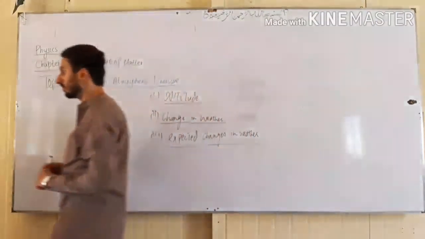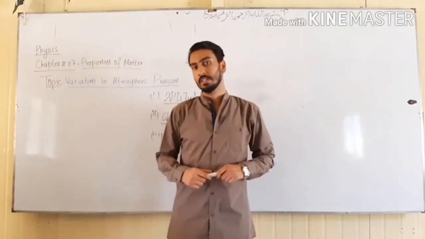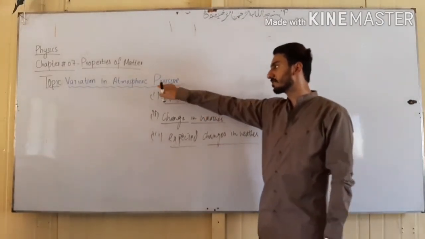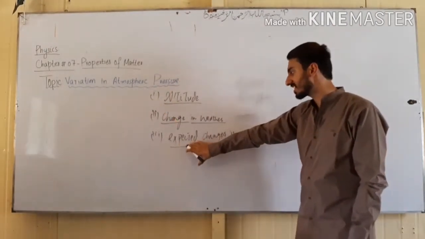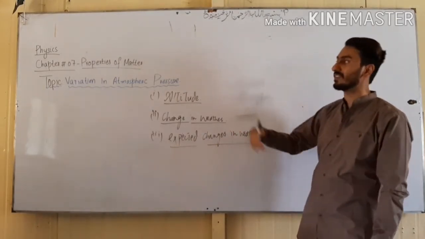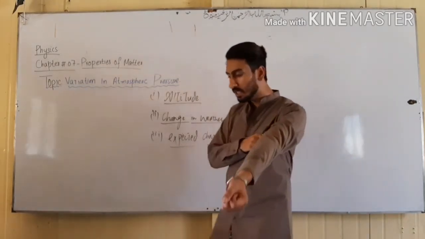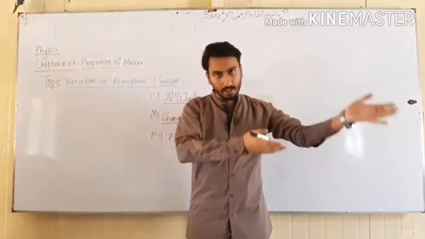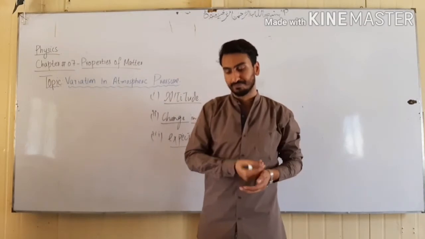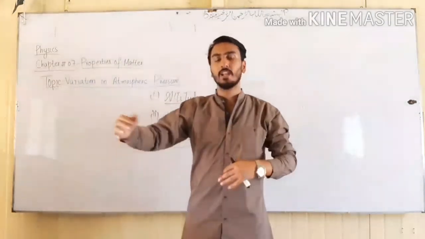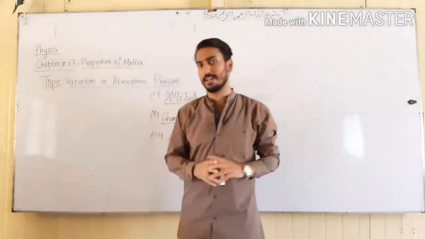So students, I've told you that variation in atmospheric pressure can tell us about the expected changes in weather, or we can find out the expected changes in weather with the help of variation in atmospheric pressure. So students, if there is a gradual increase in atmospheric pressure, then it means that there will be a long spell of pleasant and beautiful weather.